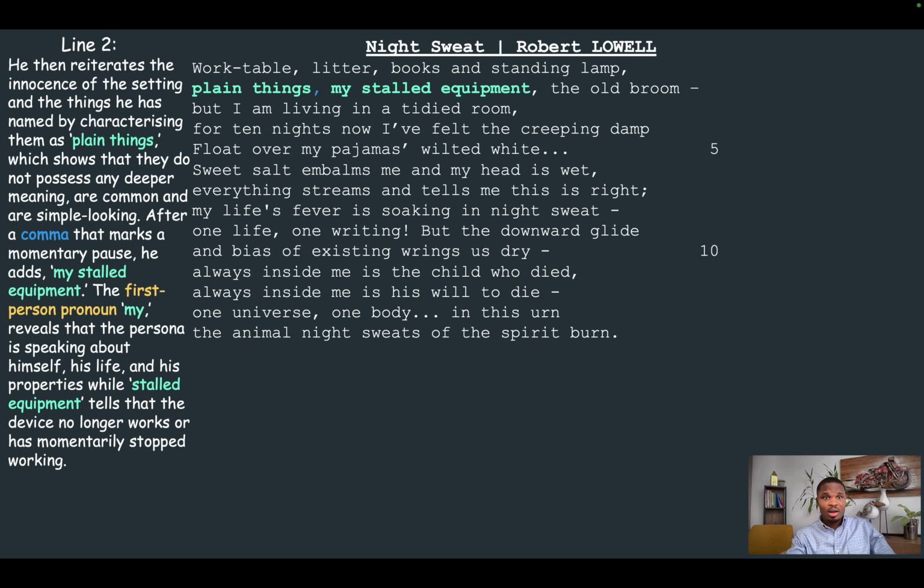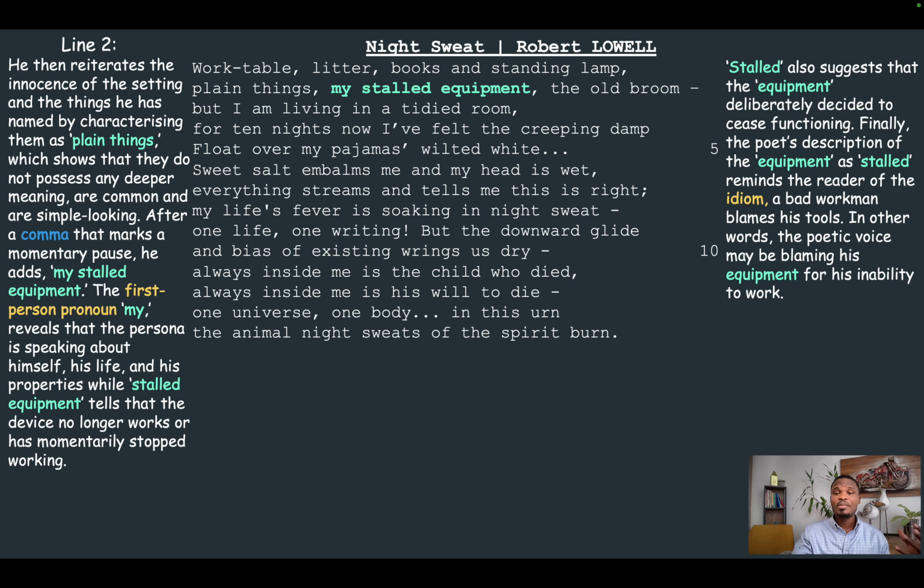Now, after a comma that marks a momentary pause, he adds my stalled equipment. The first person pronoun my reveals that the persona or the poetic voice is speaking about himself, his life, and his properties. So all the things he's mentioned are his, right? And the stalled equipment tells that the device no longer works or has momentarily stopped working. So it's stalled. It used to work in the past, but now it's stalled. Stalled also suggests that the equipment deliberately decided to cease functioning. That's the use of the word stalled. My car just stalled. So it just deliberately ceased functioning.